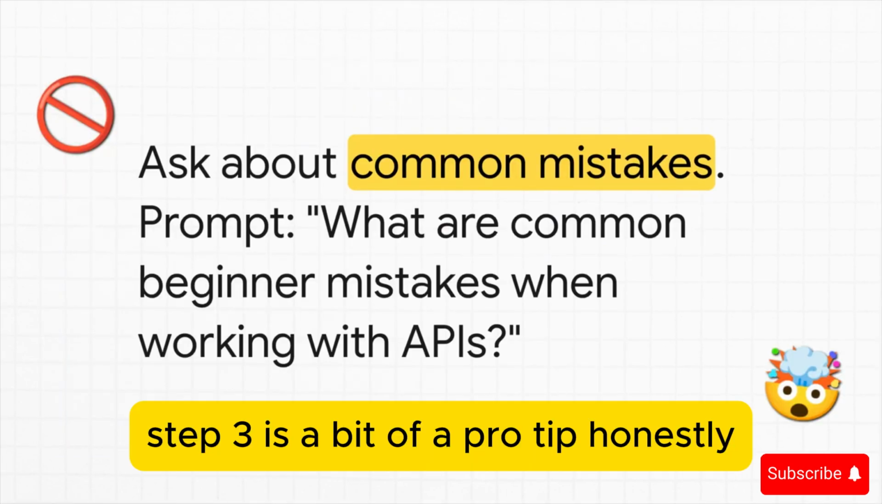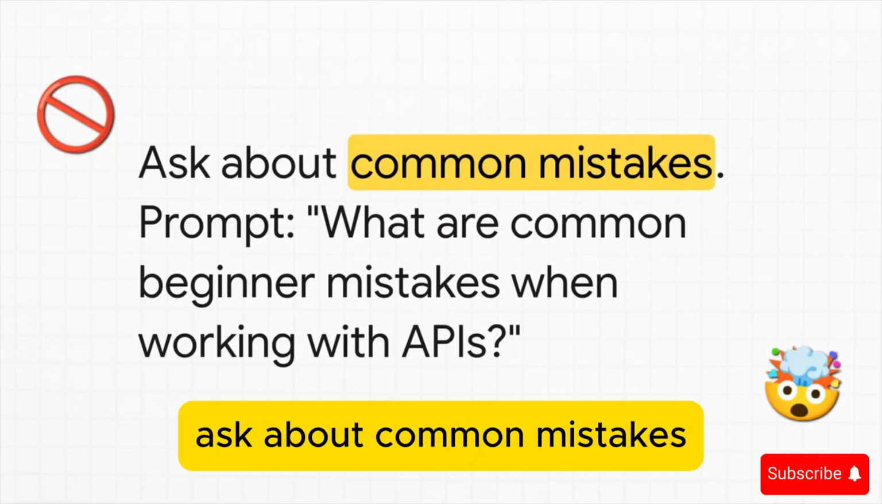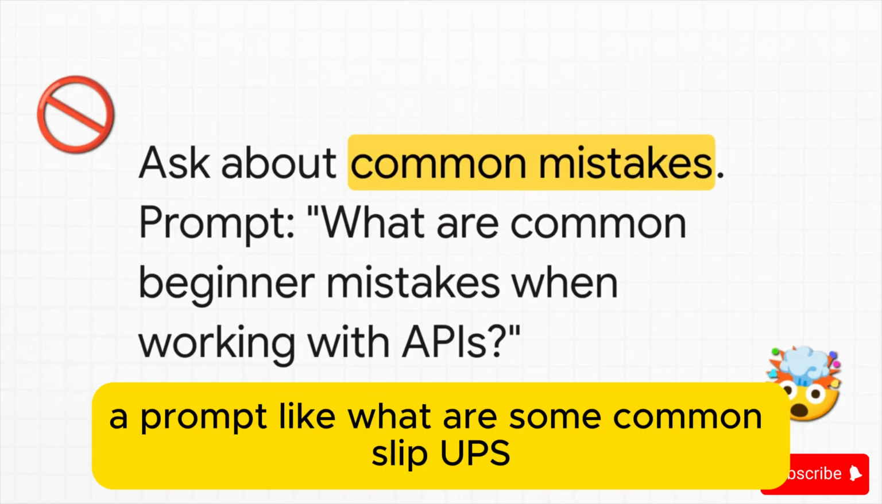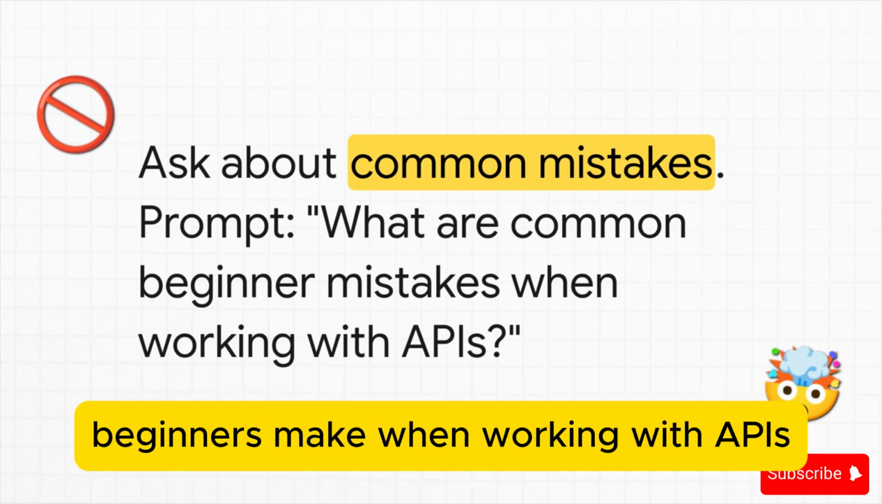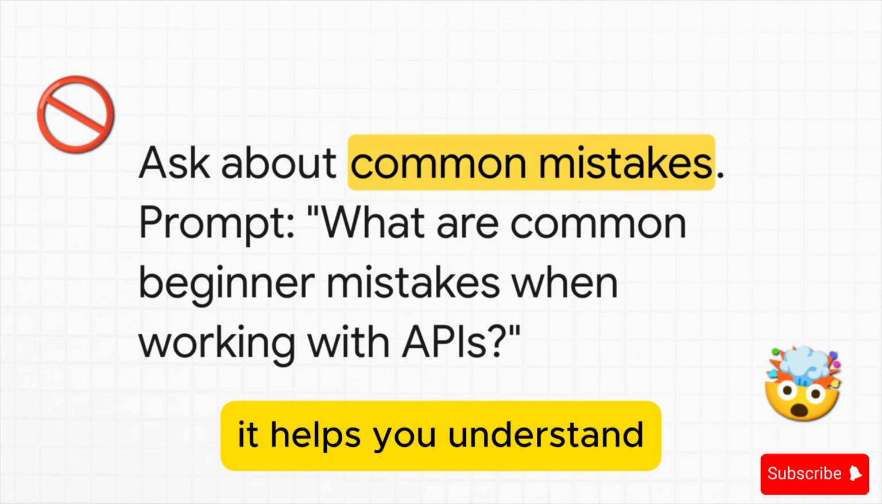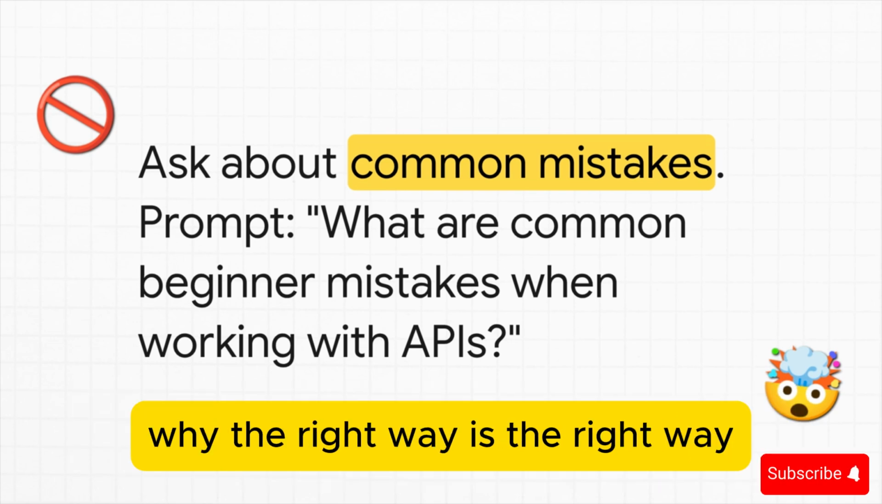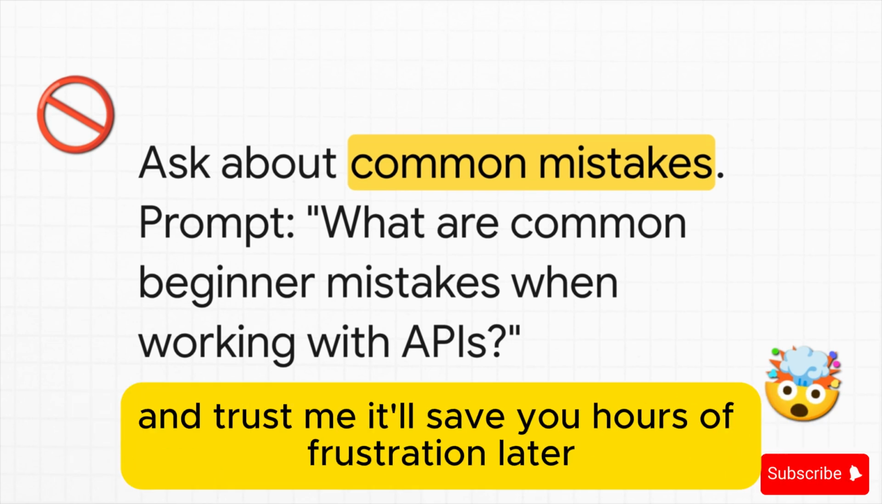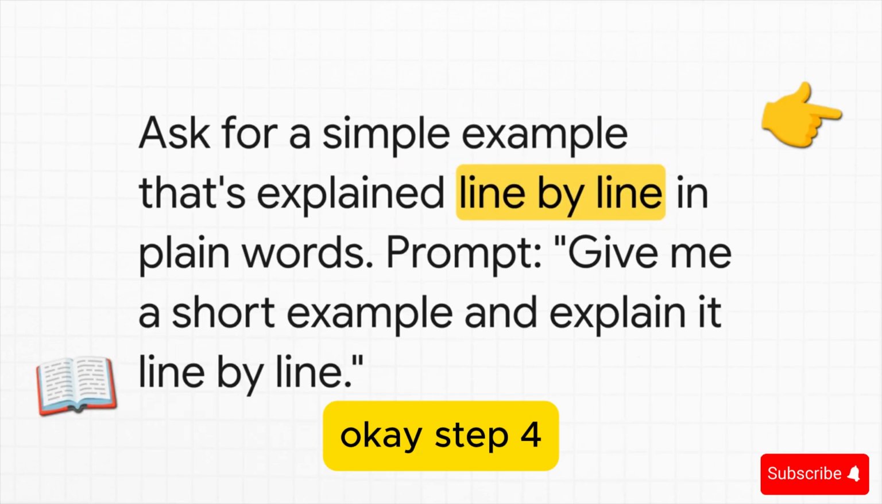Step 3 is a bit of a pro tip, honestly. Ask about common mistakes. A prompt like, what are some common slip-ups beginners make when working with APIs, is like getting a cheat sheet for what not to do. It helps you understand why the right way is the right way, and trust me, it'll save you hours of frustration later.